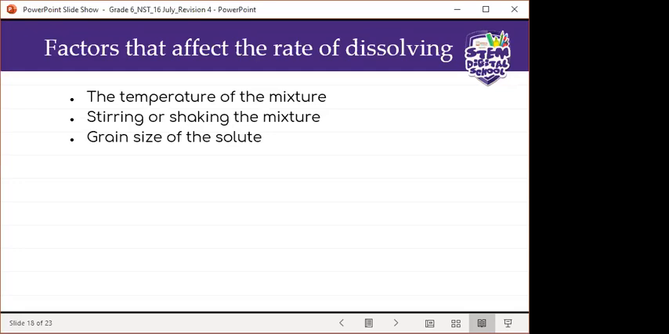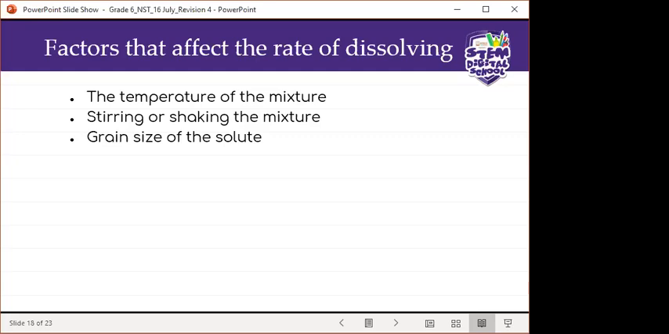So if you do not know the factors that affect the rate of dissolving, these are the 3 factors, okay? You would remember that we looked through investigations or experiments with regards to temperature of the mixture. That's when we changed the temperature of water, right? And we were looking at how fast the sugar would dissolve in warmer water and less warm water, right? And then the stirring and shaking a mixture, we also did an example of that in class, right? Where in one beaker we were stirring, and in the other beaker we did not stir anything. So we wanted to see which one would dissolve faster.